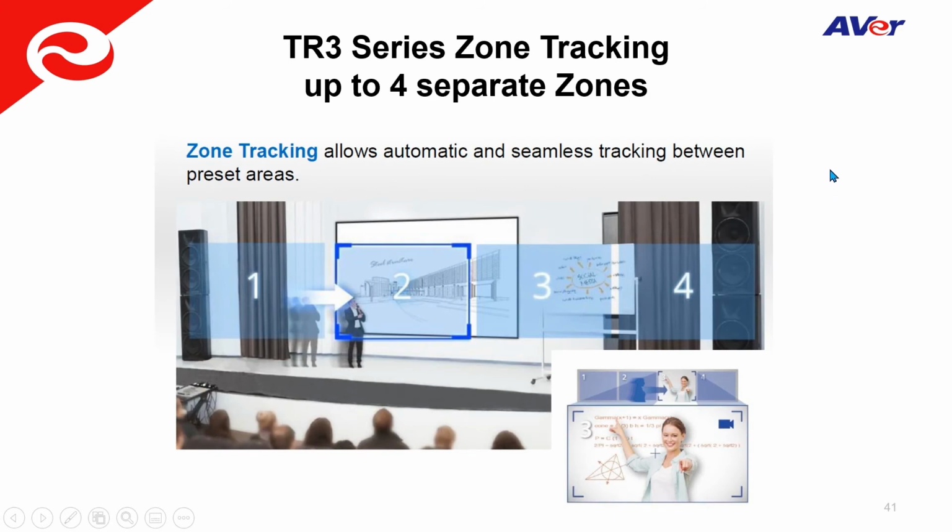Also, we have zone mode, so we can create either 2, 3, or 4 separate zones. And these are the presets mentioned before. So preset 6, 7, 8, and 9 are reserved for this function. Again, you have up to 256 separate presets for the camera, but really preset 1, you want to reserve that for your main home position, right? And then presets 6, 7, 8, and 9 are used for zone tracking.